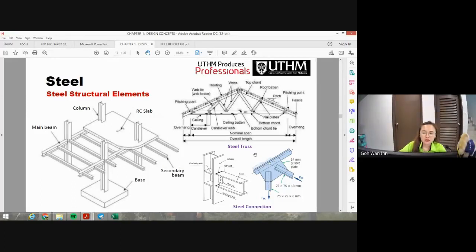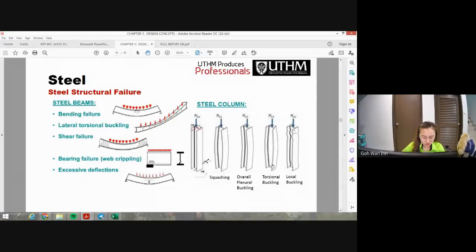Okay, so this is the steel truss for a truss system. So you can go through this. I will not explain details. So this is the steel connection. Also, you can go through it in detail from the slide. Okay. So for the steel beams, the failure is mostly by bending failure, lateral torsional buckling, shear buckling, bearing failure with web crippling, and excessive deflections. Excessive deflection means too much deflection until it bends.